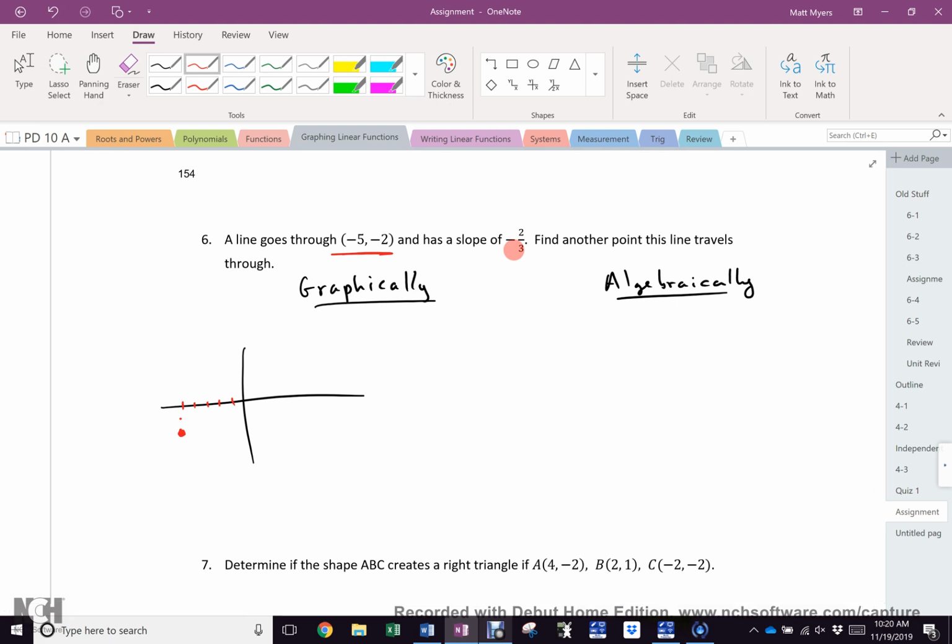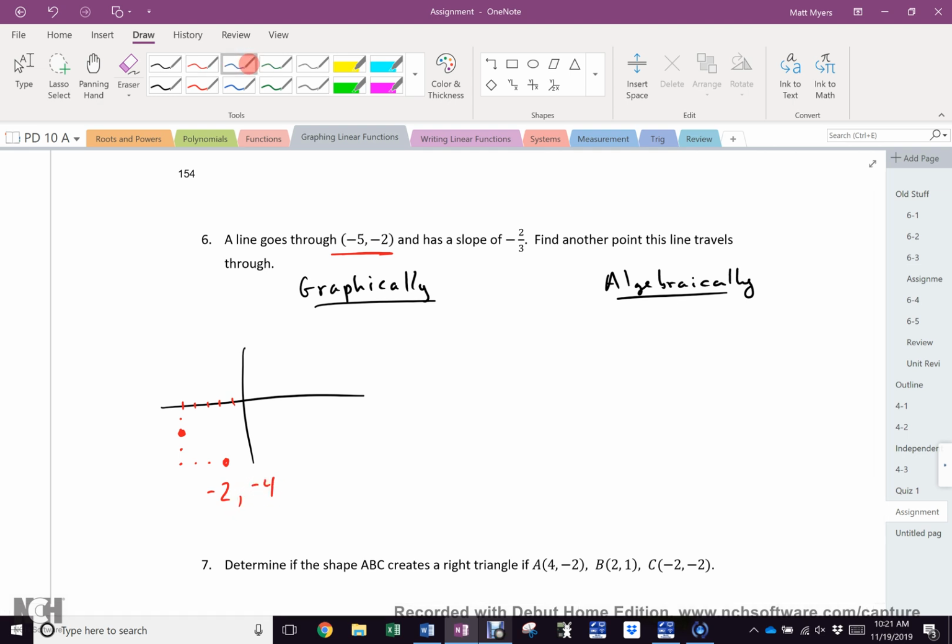What does the slope that's a fraction mean? Rise over run. So, from here I would go where? I would go down 1, 2, and right 1, 2, 3, to that point right there. I have gone 3 to the right of negative 5. What number is that? Negative 2. I have gone down 2 from negative 2. What number is that? Negative 4.